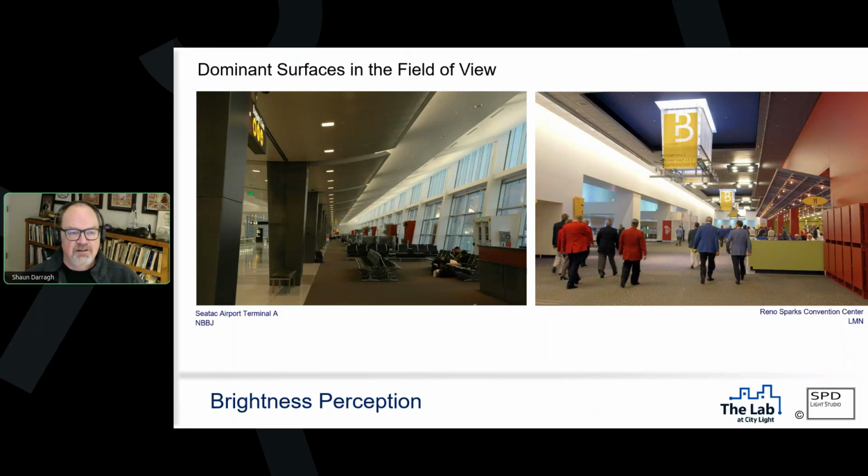On the left, we have SeaTac Airport. The dominant surfaces in this view are the ceiling, because it's a very large space, but also the window wall, right? So we wanted to make sure that we balanced the brightness of the surface next to the window wall, which is the ceiling there.